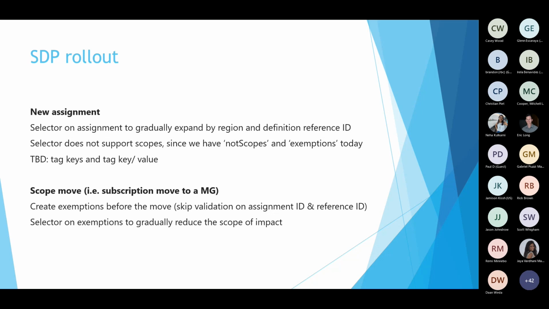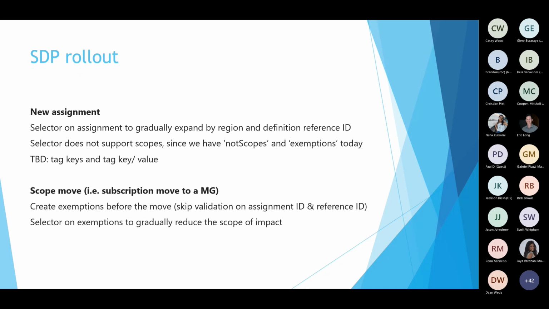And then our current thinking is that we're not actually going to introduce sub-scopes in this effort. The reasons being that we have not scopes and exemptions already available today, and those two are the tools in which you can remove sub-scopes from being impacted by policy. In this case, not scope is actually more clear, better aligned with selector.